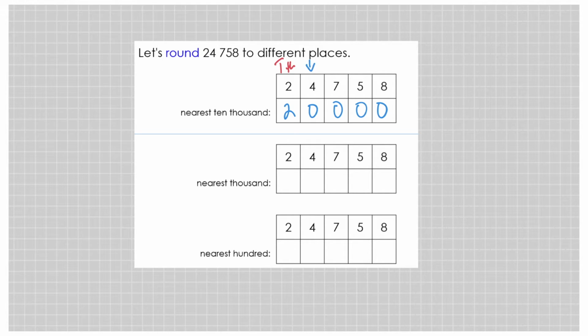The nearest 1,000's right here, and this is the digit that tells us what to do. The 7 would tell us to round up. So these turn into zeros. The 4 goes up to 5. Lastly, to the nearest 100, there's the 100th column. This digit tells us what to do. So 5 tells us to round up. So that means the 7 turns into an 8, and these two digits stay the same.